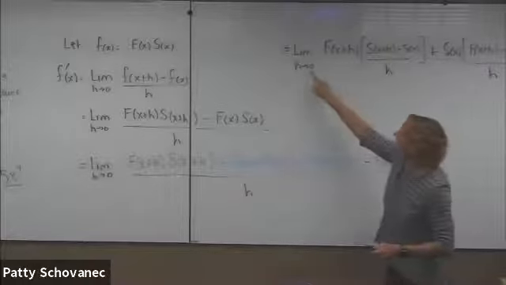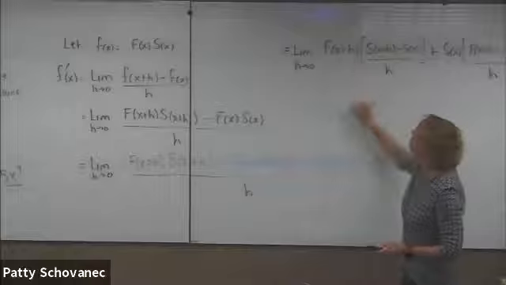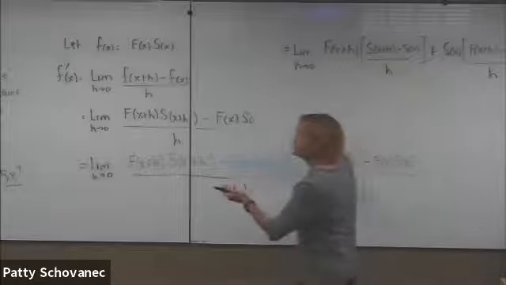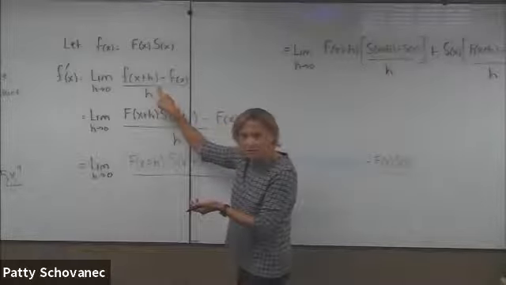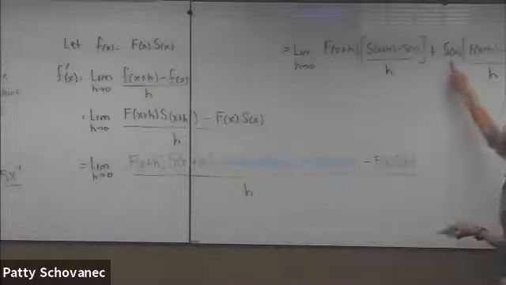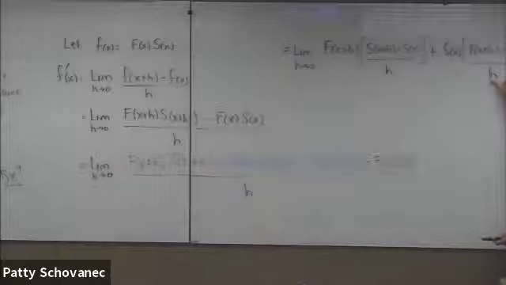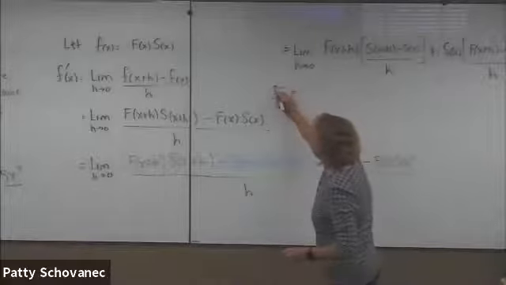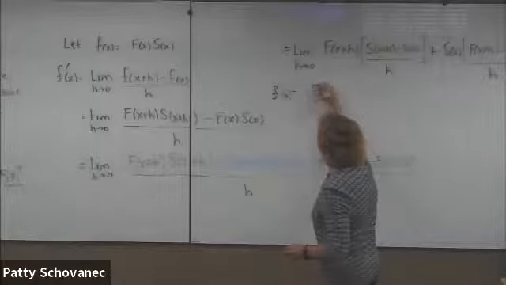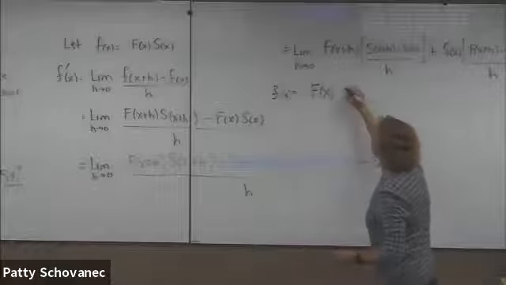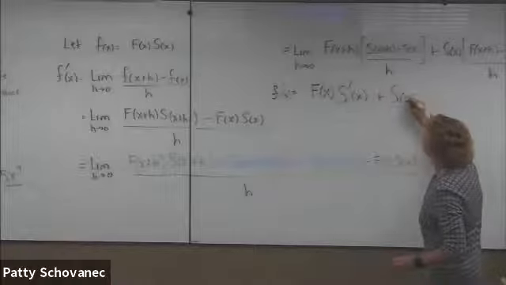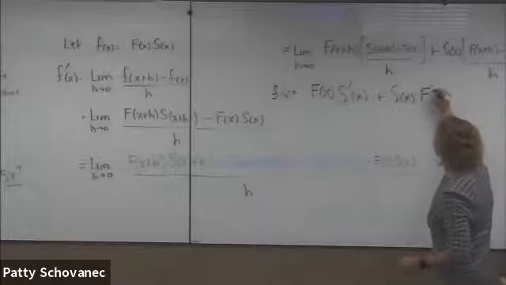Now, as I take the limit as h goes to 0, this approaches f of x. What does this approach? That's the definition of the derivative of f of x. This stays here, it doesn't depend on h. That's the definition of capital F of x. And so I get that my derivative, F prime of x, is the first function times the derivative of the second function plus the second function times the derivative of the first function.